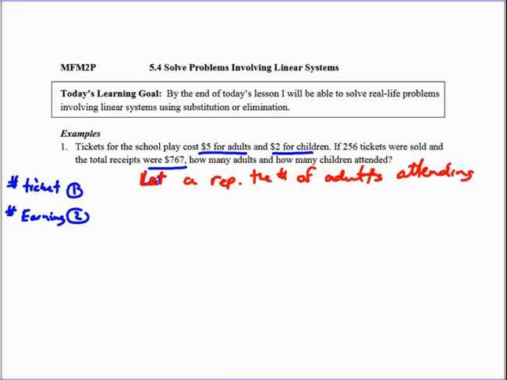Why not? Every adult should have a ticket, right? So let C represent the number of children attending. Very good. Okay, so what could our equation 1 and equation 2 be?